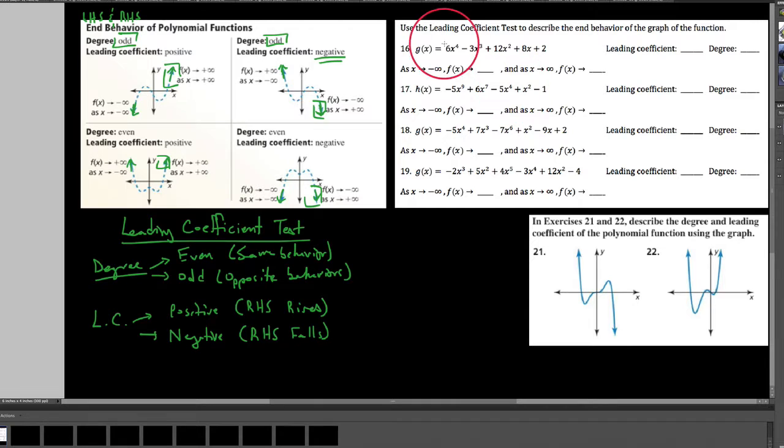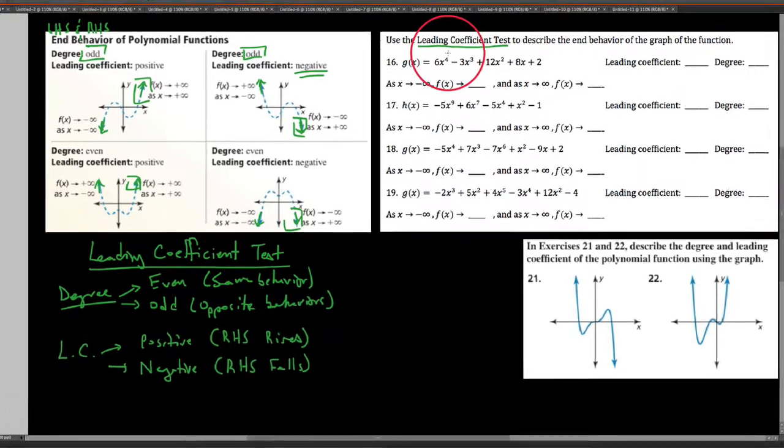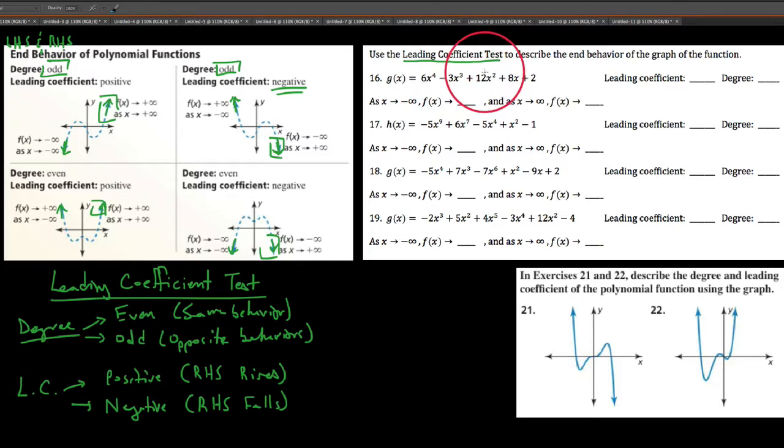So let's take a look at using this leading coefficient test to describe the end behavior of our graph and function. First things first, on number 16 here, I want to check to see that we're in standard form. It looks like because we have our x to the fourth and then x to the third, x to the second, x to the first, and x to the 0, or just our constant term here, then it looks like we're already in standard form.